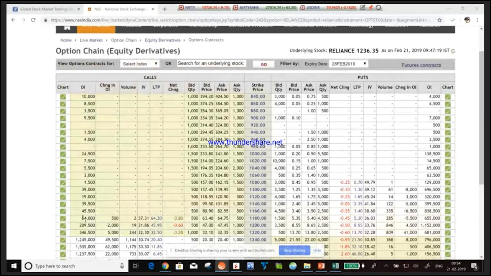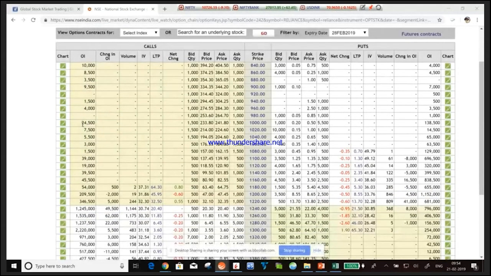Now the OI is in terms of number of shares. Now NSE website has put this in different ways. The OI and the change in OI is always in terms of number of shares and the volume is in terms of number of contracts. Please remember, the OI is in terms of number of shares and the volume is in terms of number of contracts.